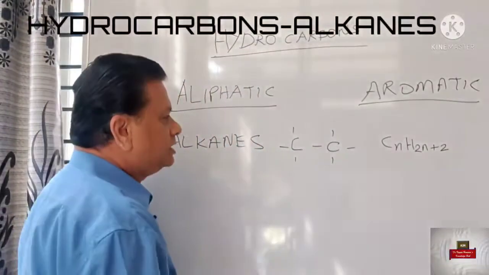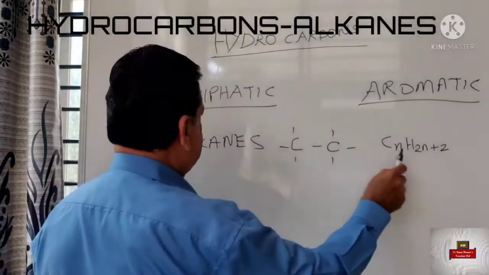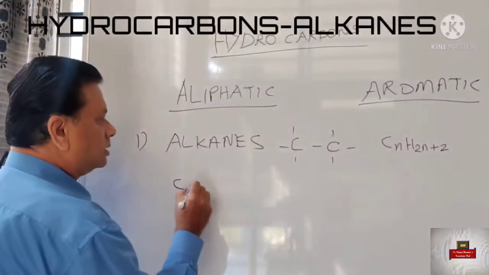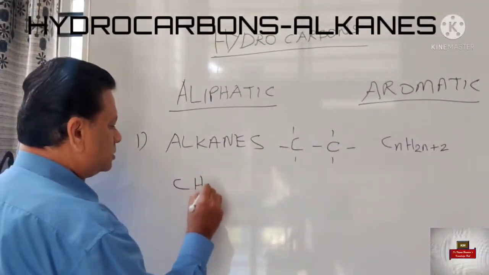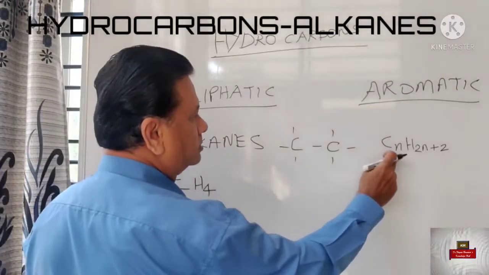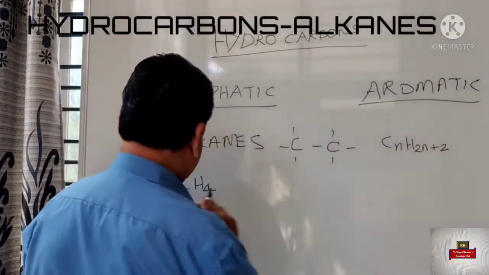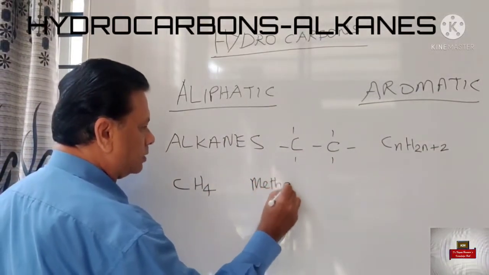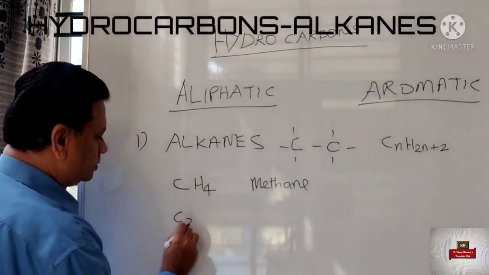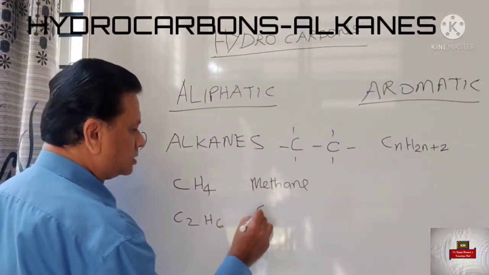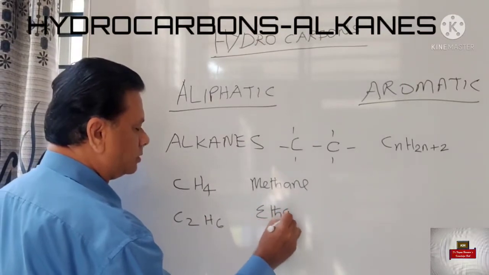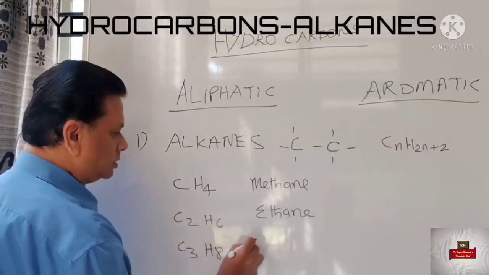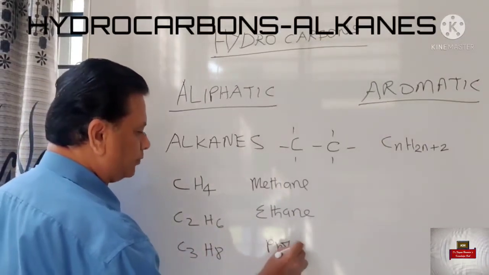Now, what is the first member of alkanes? If you put n as 1, so C1H4. So 1 here, 2 plus 2, 4. This is called methane. C2H6 is called ethane. C3H8 is called propane.